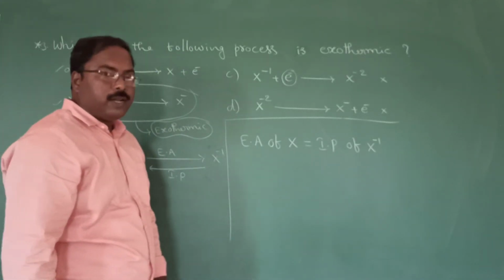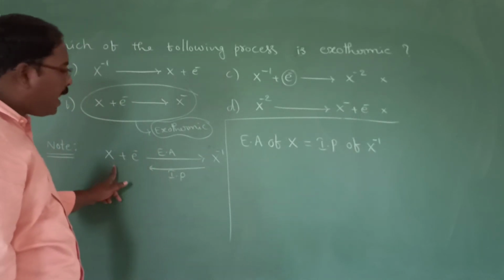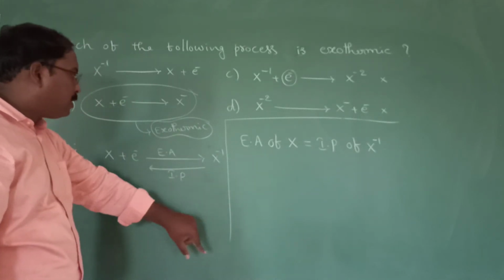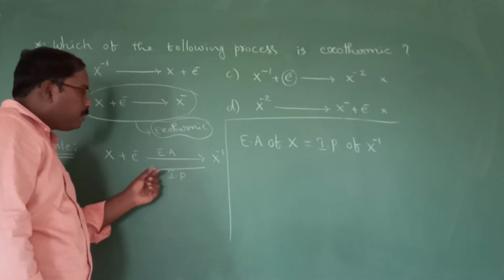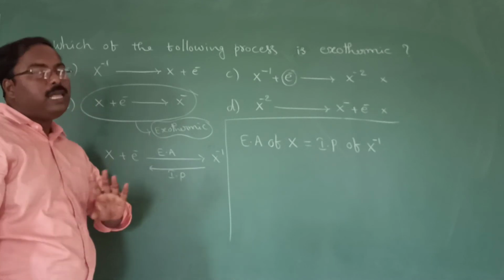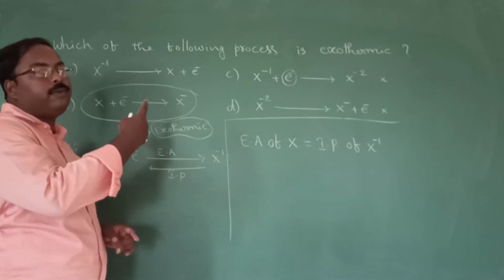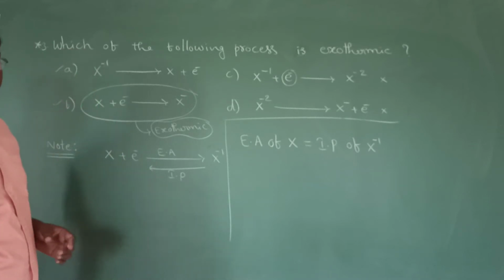I hope you understood this one. Understood? Electron affinity of X is equal to, here X minus to X. From the X minus, ionization potential means what? Energy required to remove the electron. So that will be the same. Okay? Copy this.